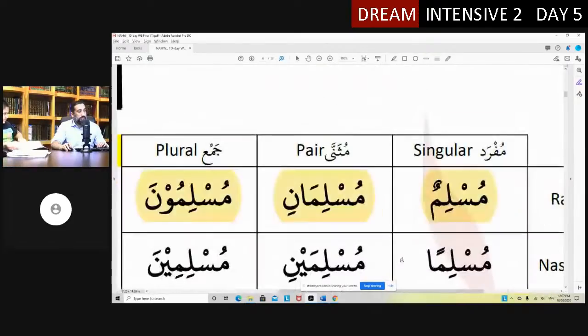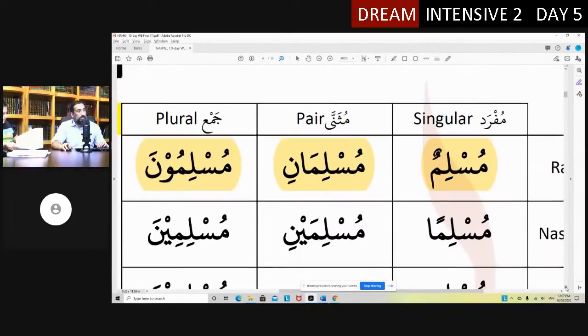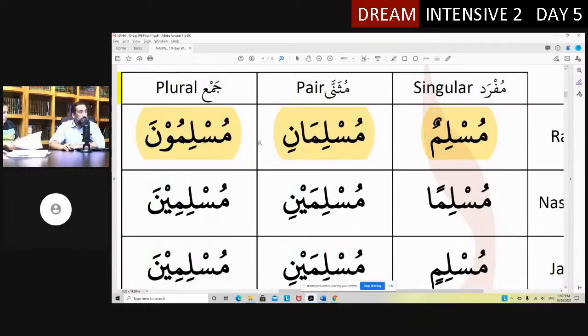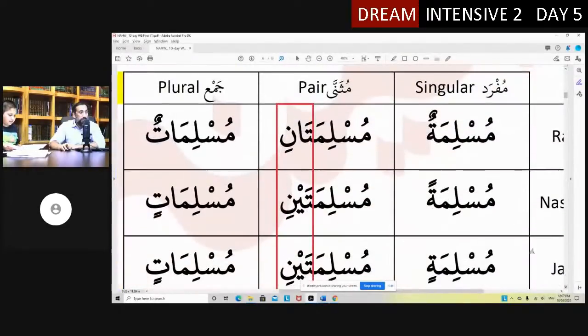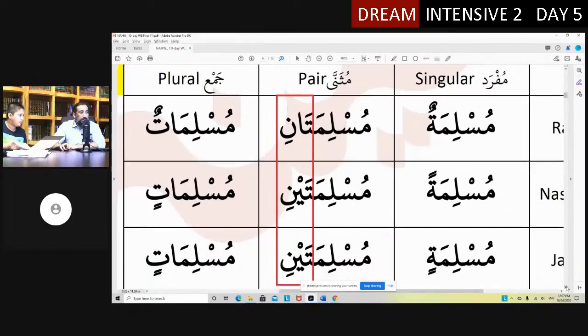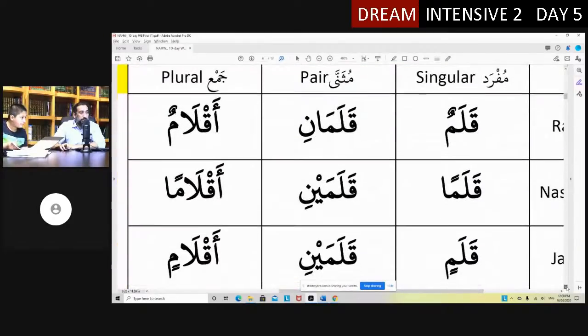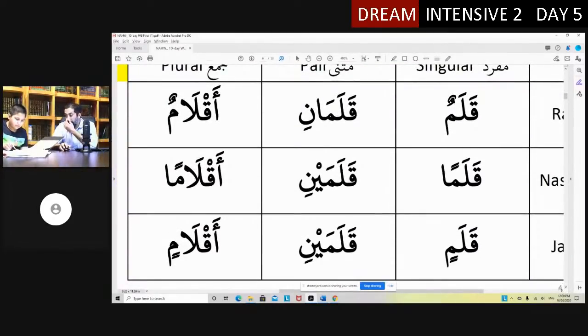I'm glad you asked. What's the plural column for Muslim? Muslimuna, Muslimina, Muslimina. What's the plural column for Muslimatun? Muslimatun, Muslimatin, Muslimatin. Now go here, the third one. Qalam means a pen. The rafa nasab jar is qalamun, qalamanan, qalamin. The pair is qalamani, qalamaini, qalamaini.